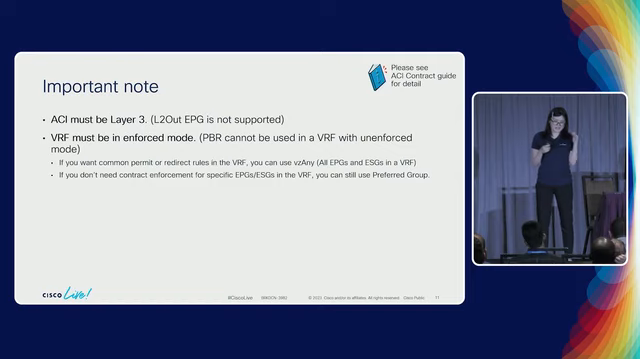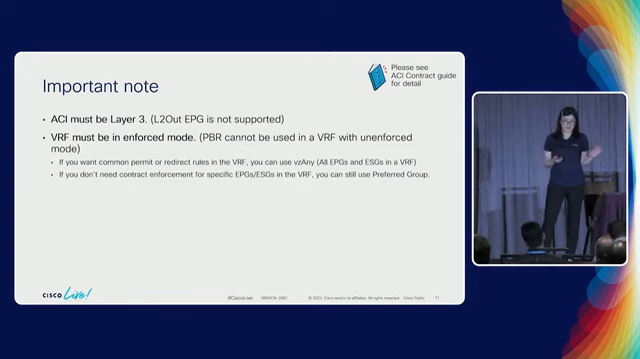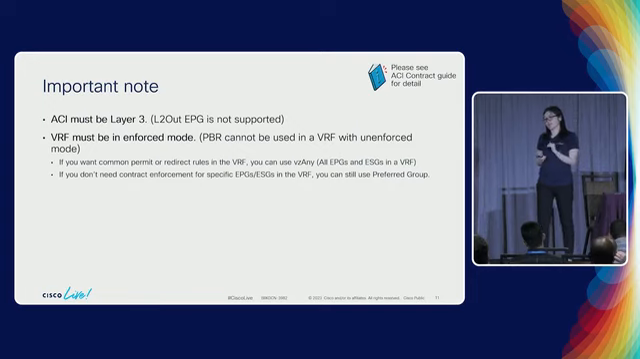Specifically speaking, the bridge domain must have a subnet, SVI, because I'm going to talk about detail later, but PBR basically relies on destination MAC. That is kind of routing. So the ACI fabric must be a router. That is a requirement. The second requirement is that the VRF must be in enforced mode, because we need contract enforcement. So you cannot use unenforced mode to use PBR.